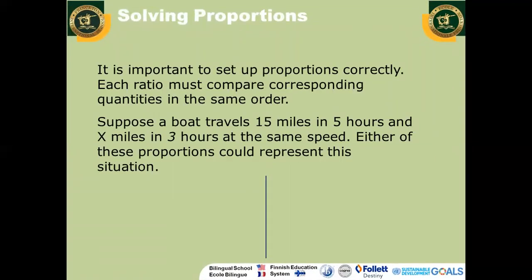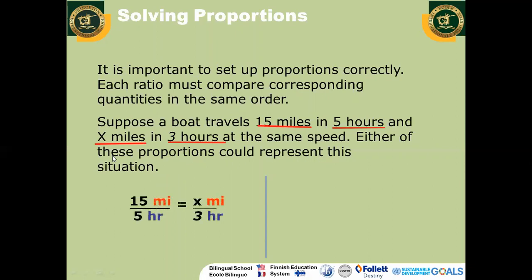It's important to set the proportions correctly. Each ratio must compare corresponding quantities in the same order. So the order is very important to find the missing term. Let's read the example. A boat travels 15 miles in 5 hours and X miles in 3 hours. So at the same speed, either of these proportions could represent this situation.